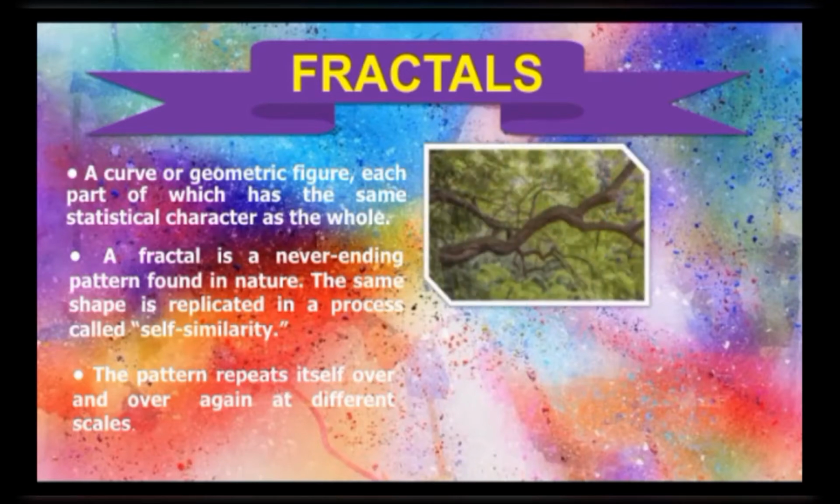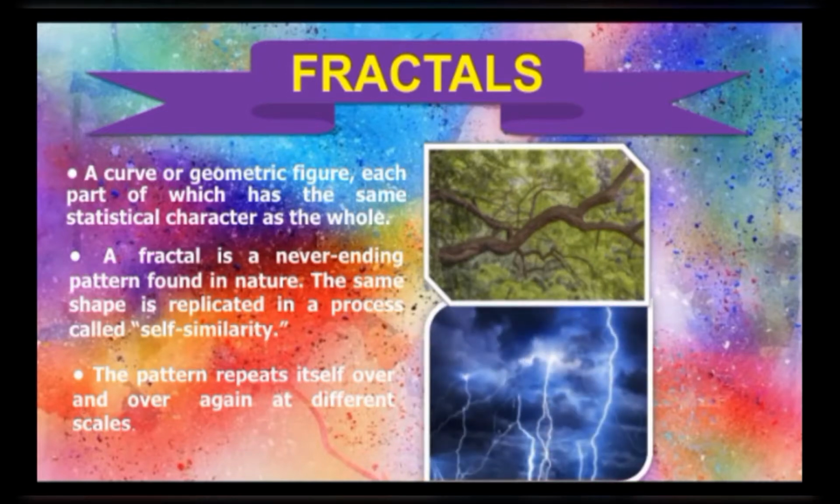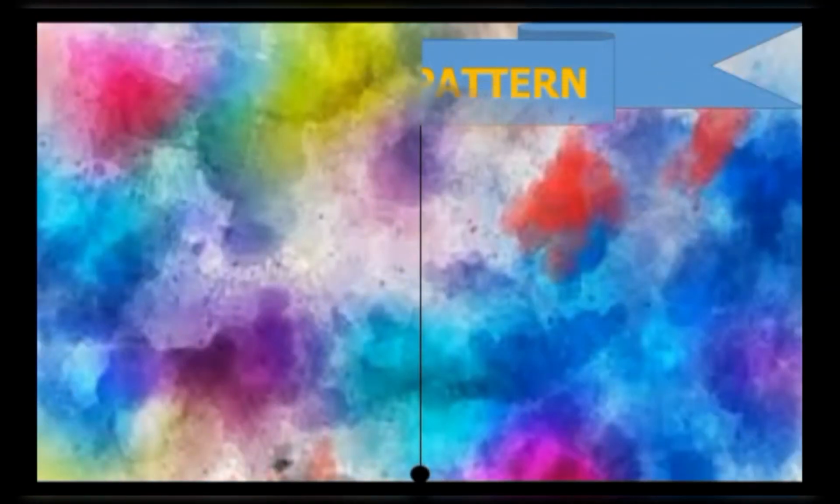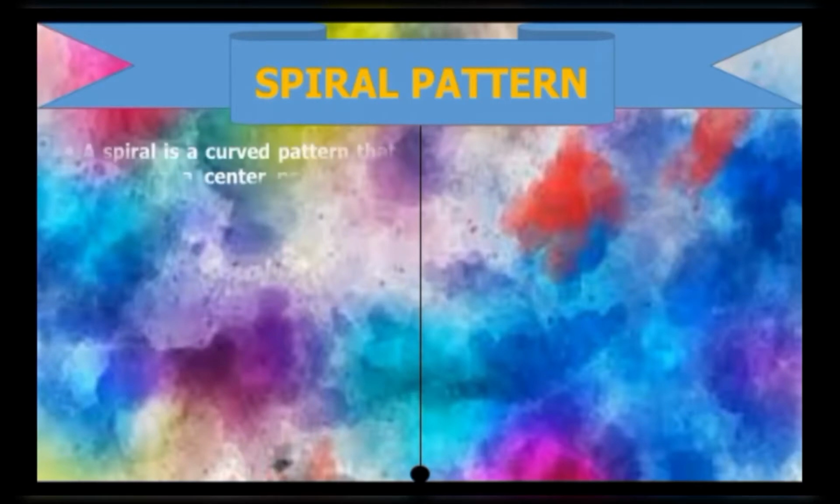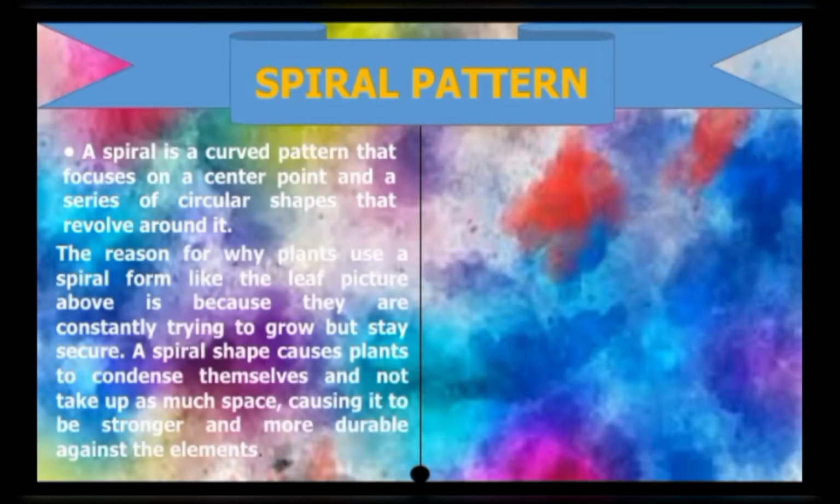For example, if a tree grows by repeating branches, the same kind of branching can be seen in lightning bolts and the veins in our body. Spiral pattern. A spiral is a curved pattern that focuses on a center point and a series of circular shapes that revolve around it.